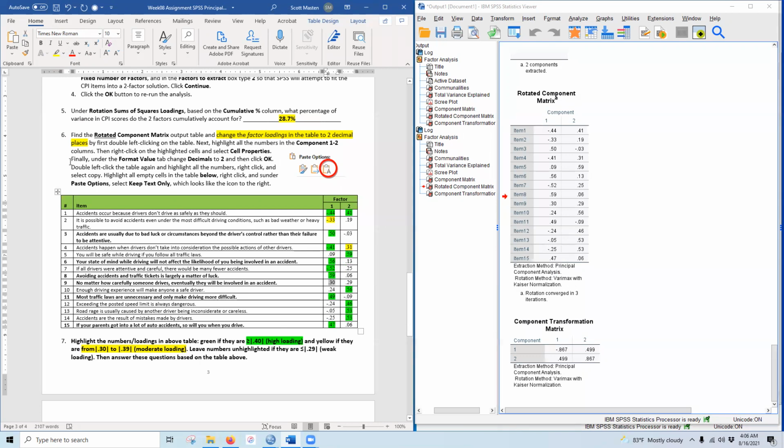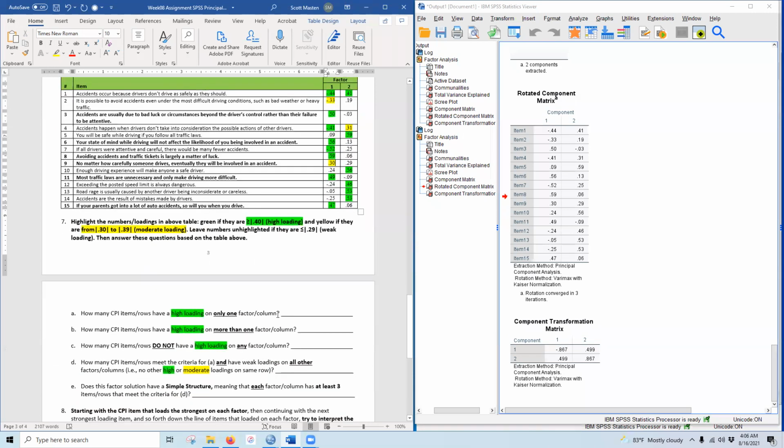There's another one that's yellow, like barely, but it is moderate loading. And that's it, right? I think that's it. 0.3 or higher. Looking good for the most part. So now let's answer some questions.